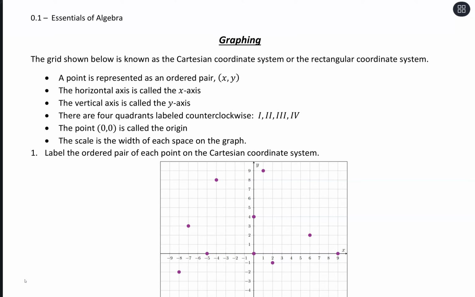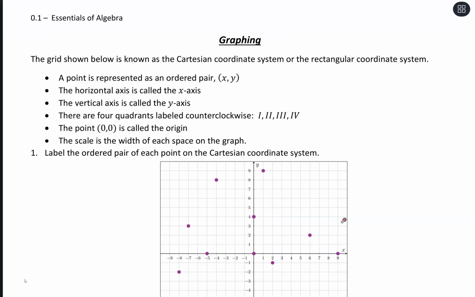Here we're going to just get a very quick overview of graphing. So in the Cartesian coordinate system, or we call it the rectangular coordinate system, each point is represented by an xy coordinate. X tells us how we move left and right, y tells us how we move up and down, so horizontal versus vertical. We have 4 quadrants.